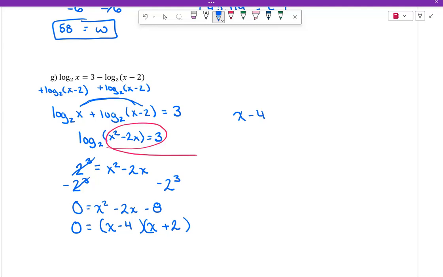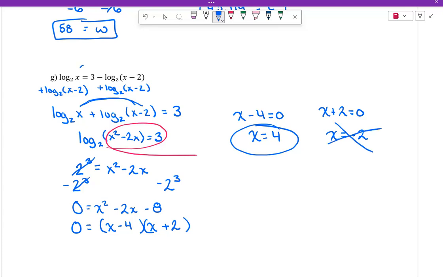So we would do x minus 4 equals 0, so x equals 4. x plus 2 equals 0, x equals a negative 2. So if we plug 4 in, we are fine on both of those. But if I plug in a negative 2, it will not work. It won't work on both of those because we would have log of a negative number. So that is the only one that we can have.